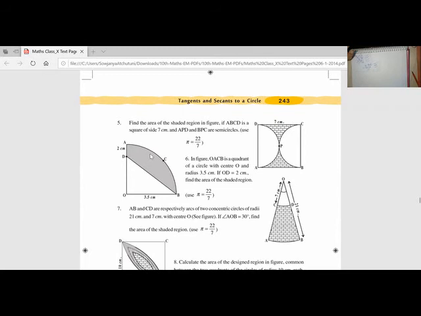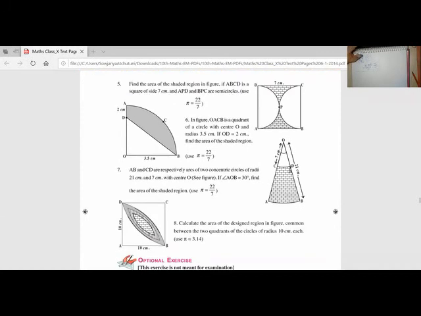So pi r square is the full circle, the quarter is 1/4. So 1/4 pi r square will give the area, and we have to do half base into height. Base is 3.5, height is 3.5 minus 2, so that is 1.5. So half base into height we have to subtract, and we get the answer. This we can do, it is simple. It's only understanding.